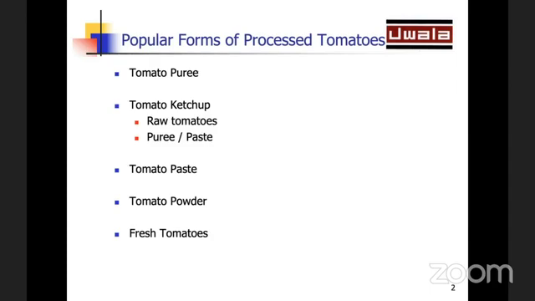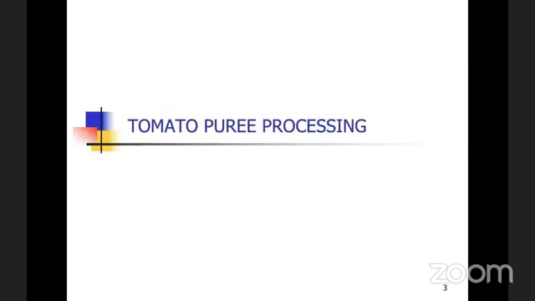In the last slide I talked about the popular forms of tomatoes. Now we will look at the technology behind it. If you want to process tomato puree, what is the kind of technology which is used in it? What kinds of machinery are involved? And what does the plant overall look like? So if you want to set up a factory, all of these points will be covered in the next few slides.